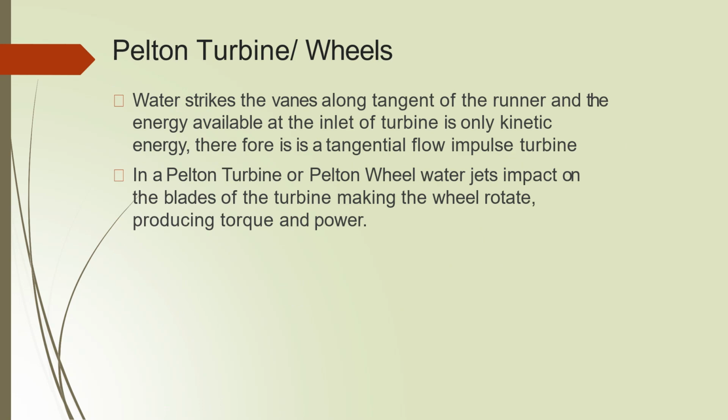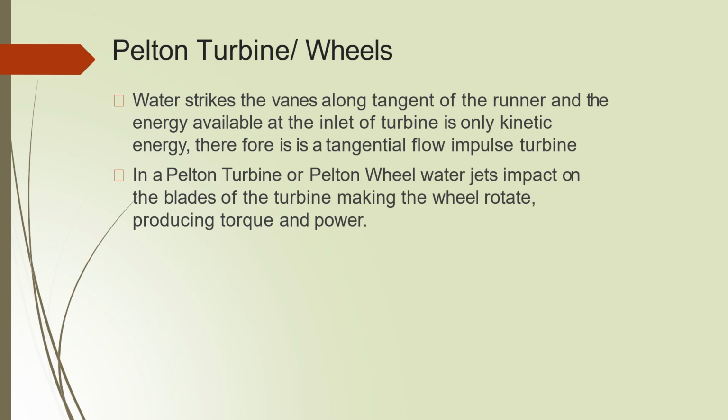As I told you, depending upon the head and the speed, we have different types of turbines. Here we discuss the Pelton turbine. Sometimes it is also called the Pelton wheel. In this Pelton turbine, water strikes the vanes tangentially, and the energy available at the inlet of the turbine is only kinetic energy. Therefore, it is a tangential flow impulse turbine.